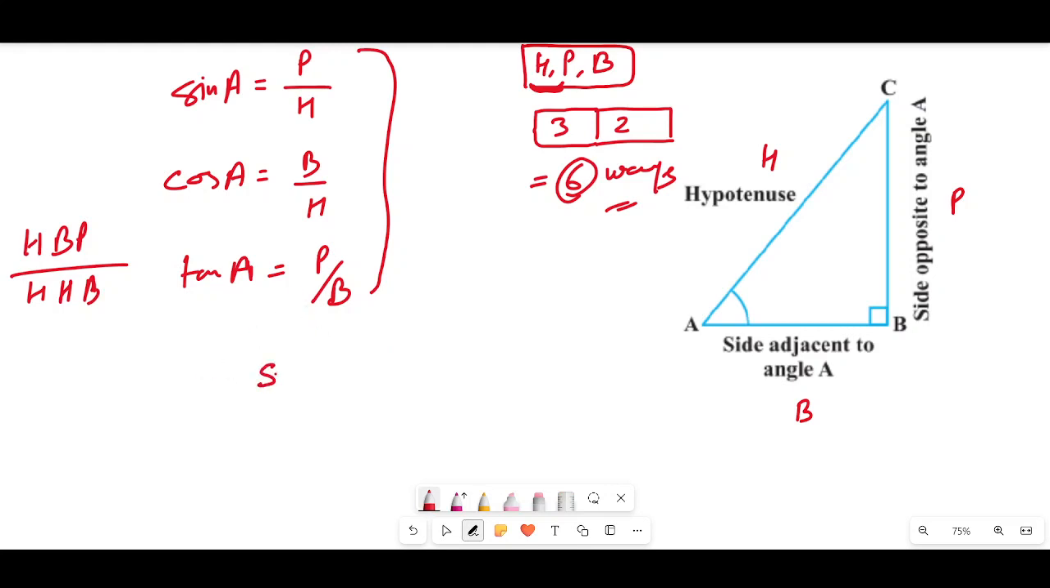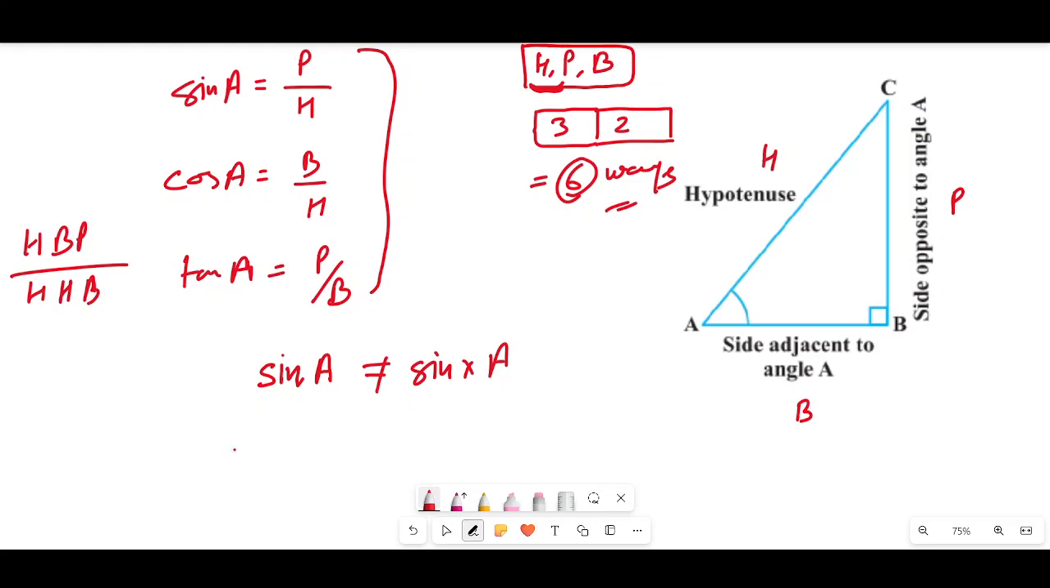If we write sine, then we should write it in this way. When we try to write on the board, the fastest way we can write is this, but we should write it here. Now, sine A is not equal to sine into A. This is not equal to sine into A.